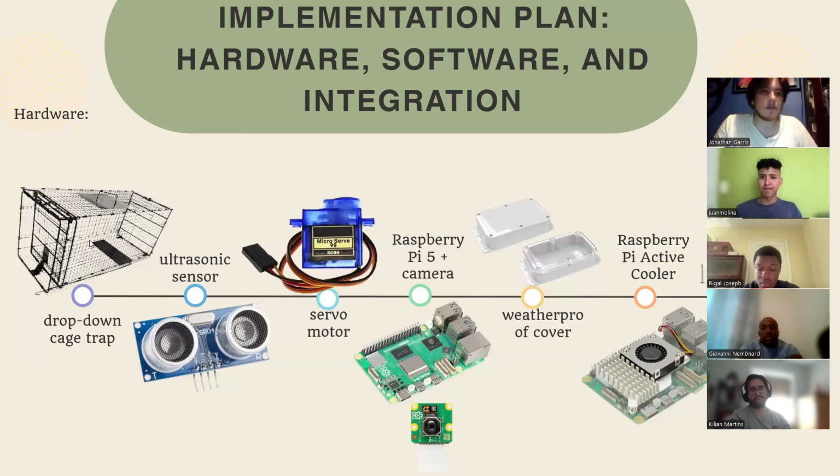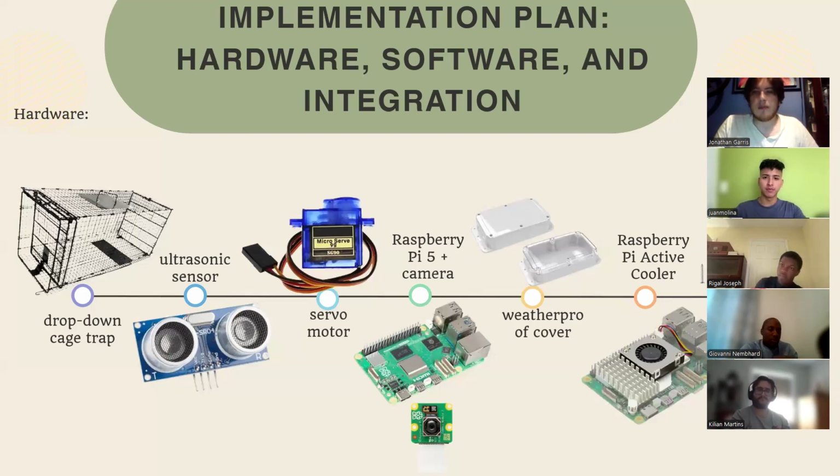As we said before, we're going to be using an ultrasonic sensor. This will detect the movements and communicate with our Raspberry Pi 5 and the camera to start image taking. Once it confirms through our programs, such as machine learning through OpenCV, that it's an iguana, it'll activate the servo motor, which will trigger the trap.